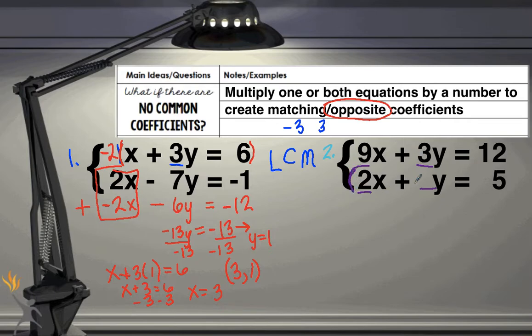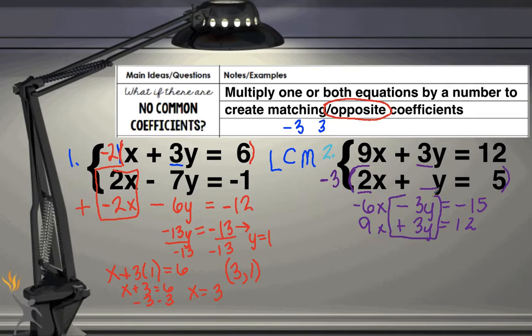Now, they're both positive, so I want to turn them into opposites. So I'm going to multiply by -3. I'm going to follow that equation. -3 times 2 is -6x, -3y equals -15. Now this equation, we're not even going to look at it anymore. I find it easiest to just rewrite both equations so that I don't get mixed up with any of this information. Now that I have this, I've got equal and opposite coefficients.